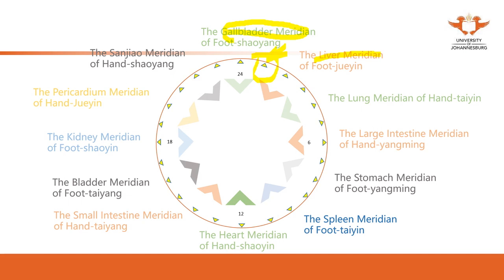Also, there's another patient who wakes up at 3 to 4 o'clock. Every day he wakes up at here. So, wakes up at 3 to 4 o'clock, you can think about the lung meridian. So for insomnia, someone wakes up at 1 a.m. and someone wakes up at 4 a.m.